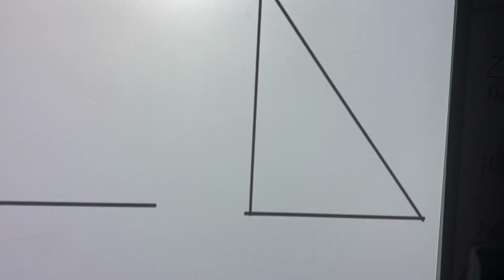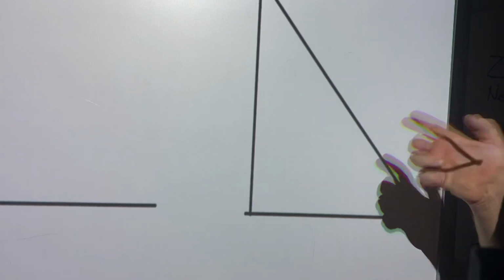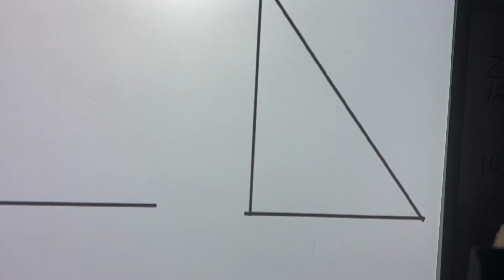Okay, so don't fall for that trick. They could possibly do that to you. Don't fall for that trick. In order to be a shape, the whole thing has to be closed in. Nothing open.